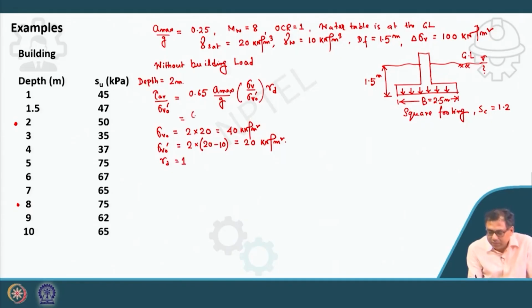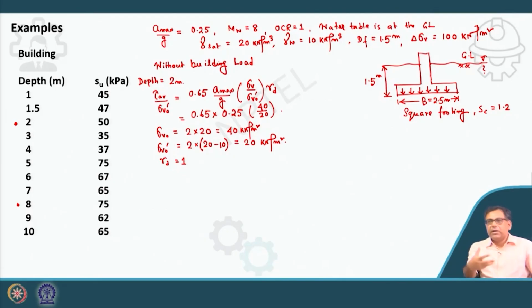So it is 0.65, Amax by G is 0.25, then this ratio is 40 by 20, and that will remain the same for all depths, because as I mentioned, I have taken the same soil layer. If there is a layered soil whose density or unit weight changes with depth, then for that different layer you have to take the different density.